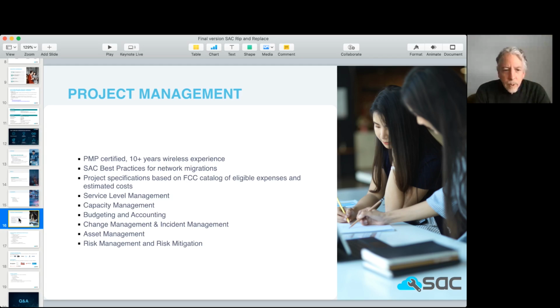Service level, always important. Capacity management, always important. These are things that are part of how we think and part of our best practices. Everybody's got a budget. The project has a budget. We work with you up front to define that, and as the project moves on, we implement the payouts and such in standard accounting practice that runs all of our projects. What else can I tell you here? So the key word is management: change management, incident management, asset management, risk management. Okay.